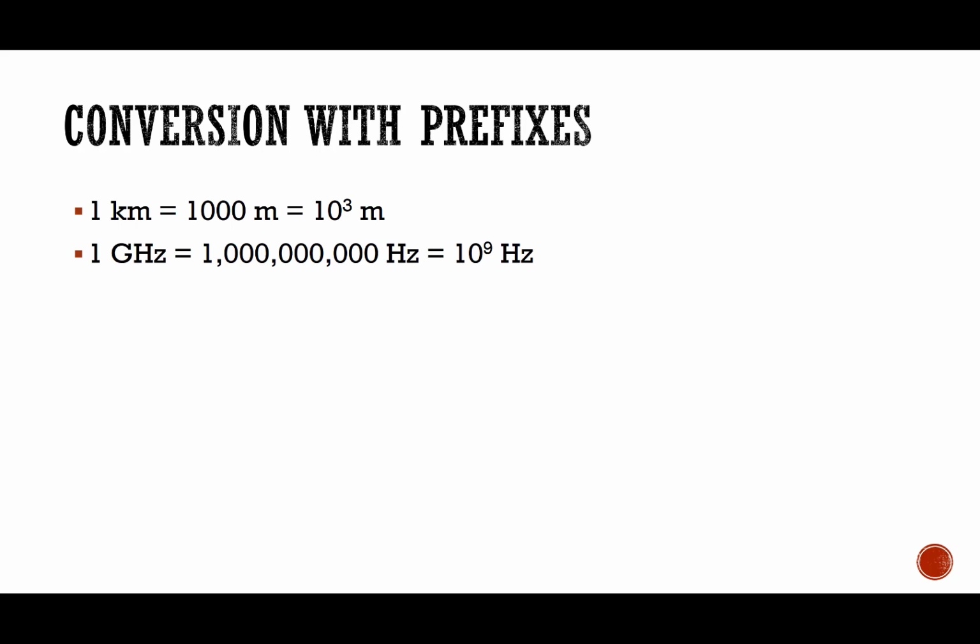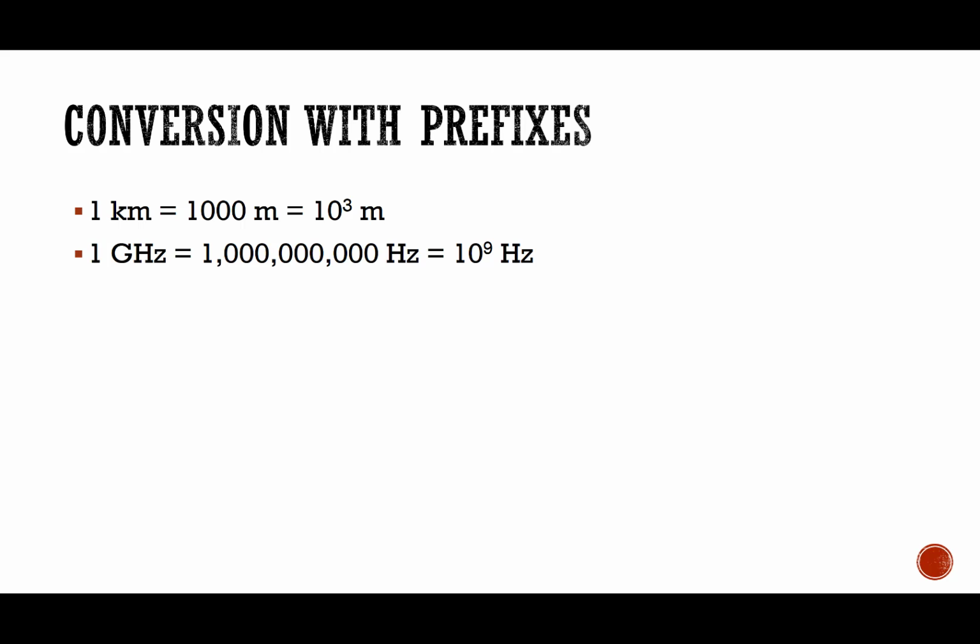In chemistry, we use conversion factors to convert between units of different prefixes, and this usually applies to the metric system, but it could apply to a whole variety of things. Some examples would be 1 kilometer is about 1,000 meters, or I can express it as 10 to the 3rd meters. Or you may hear about gigahertz in your radio frequency, and that simply means that you have 1 billion hertz or 10 to the 9 hertz.